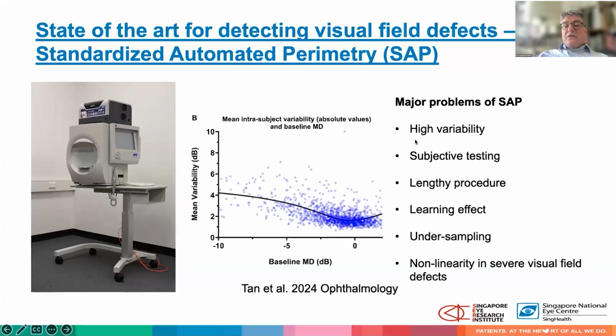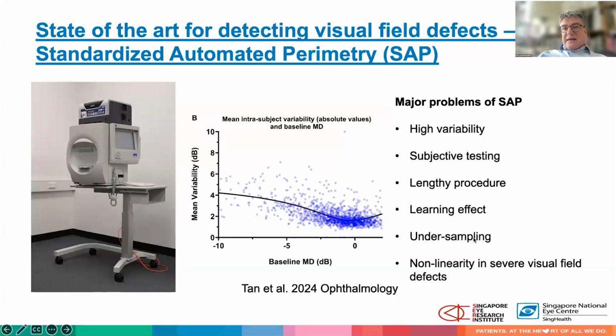And as such, we have a number of limitations with standardized automated perimetry. This is particularly the high variability, the subjective testing, the relatively long procedure, although the newer developments go into faster procedures such as the SITA fast. You have a learning effect that often mimics an improvement in the visual field.